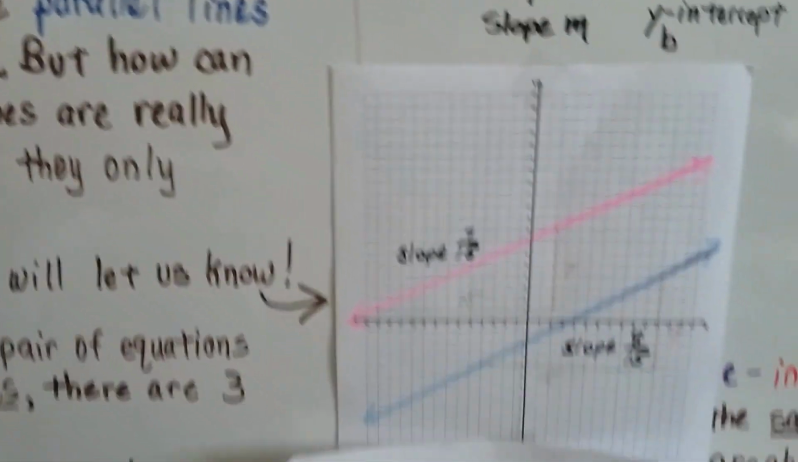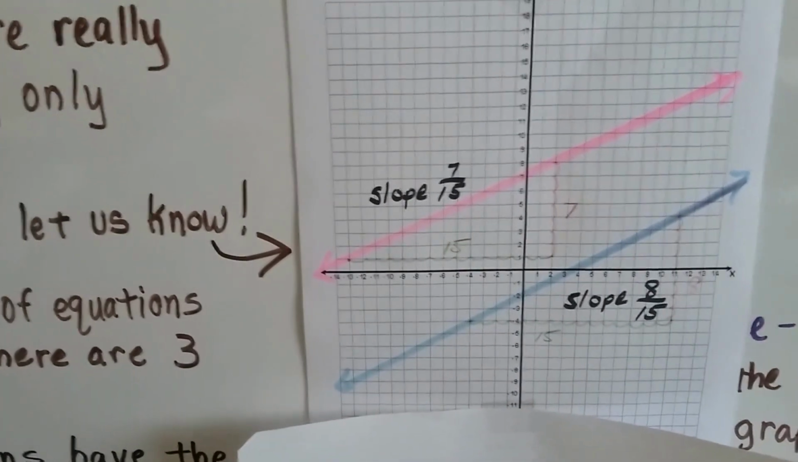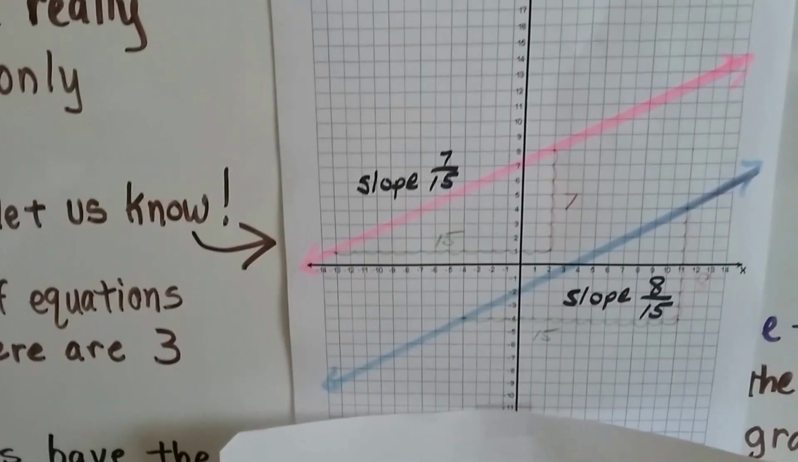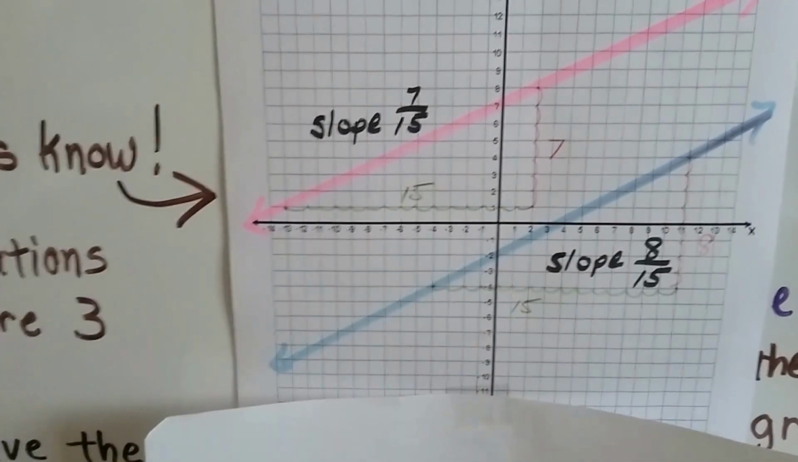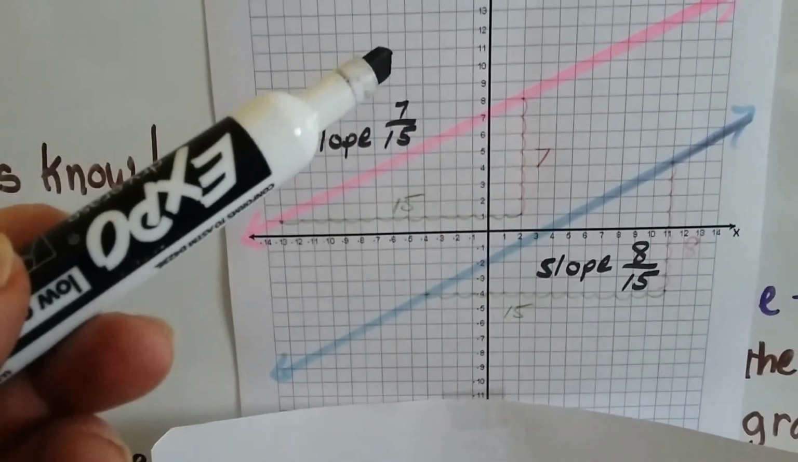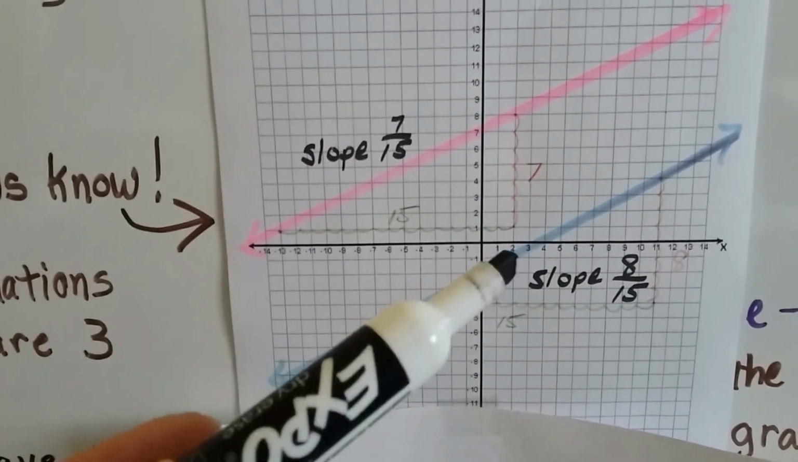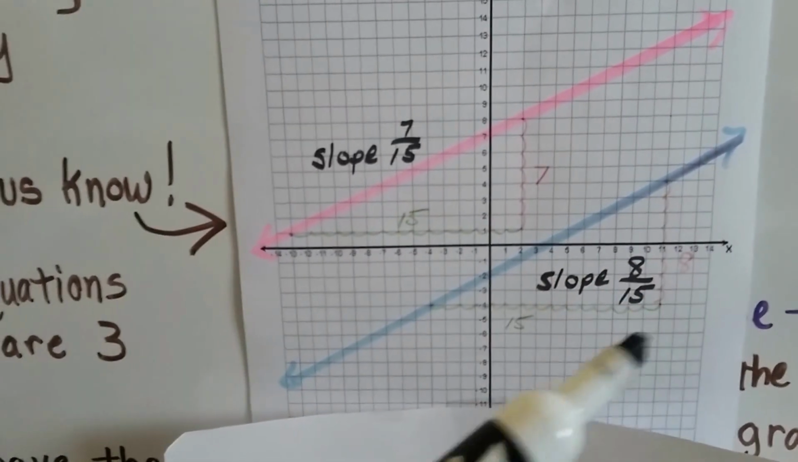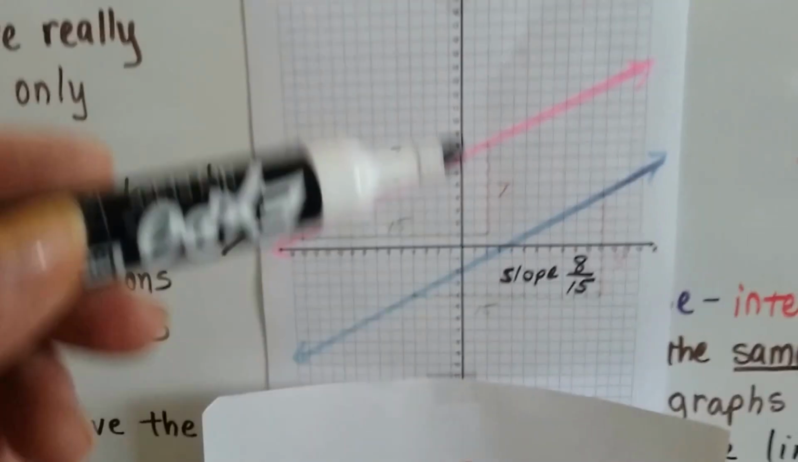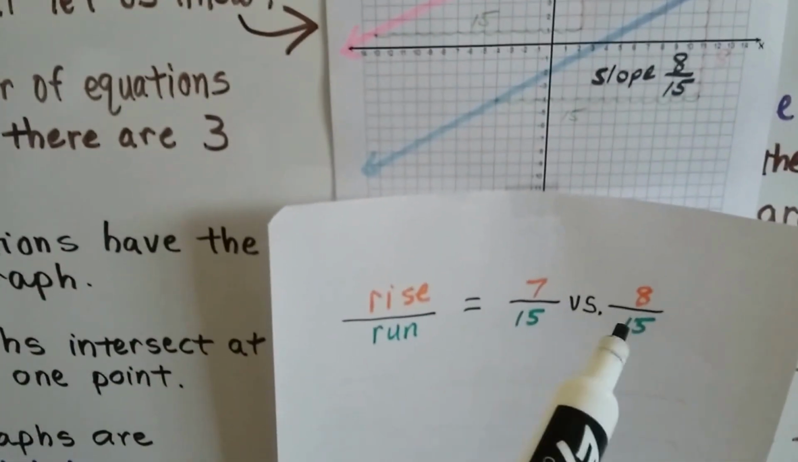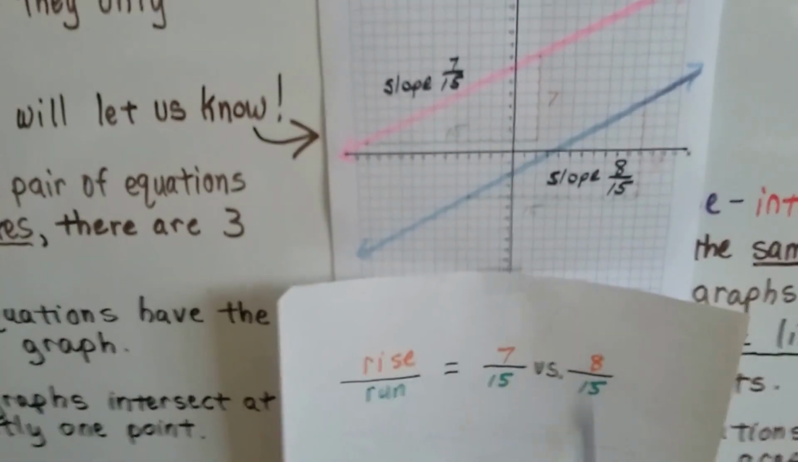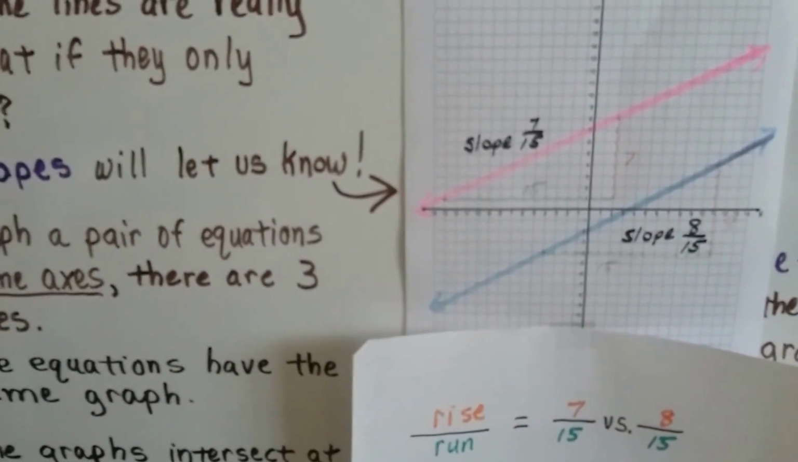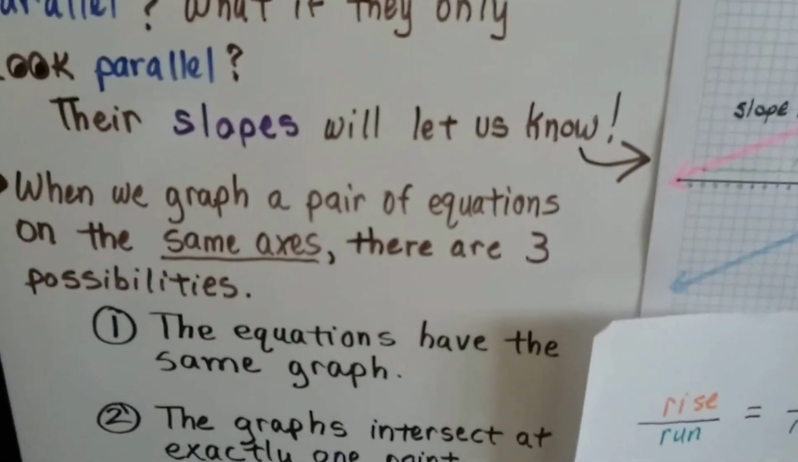So look at these two lines. Now, if you looked at them quickly, you'd say, yeah, they look parallel. But if you look closely, you can see this one has a rise of 7, and this one has a rise of 8. This one is a rise of 7 and a run of 15. And this one has a rise of 8 and a run of 15. They look like they could be parallel, but they're different slopes. They're slightly off. So the slope is going to definitely tell us if they're parallel or not, okay?